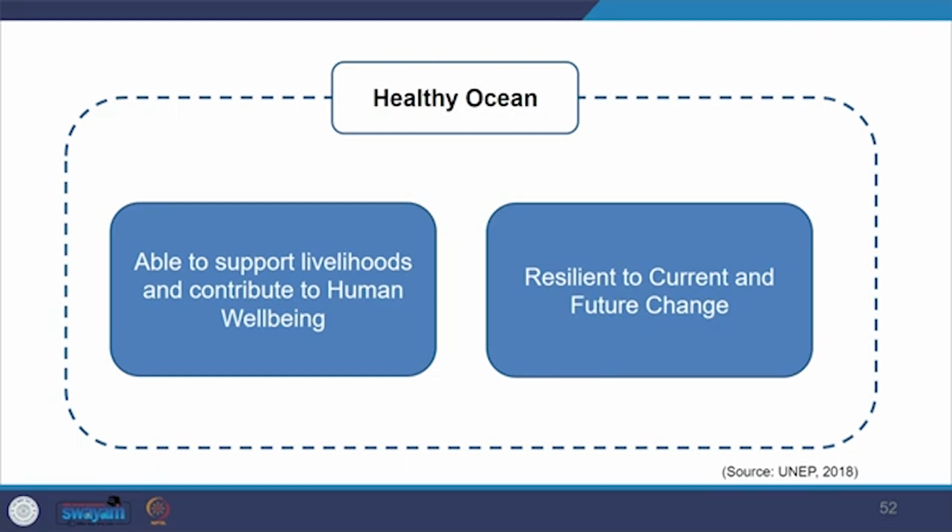The ecosystem is resilient to current and future changes. It is important that marine and coastal ecosystems are functioning and used within their environmental limits. They should be used in a way that no severe or irreversible harm is done to the system.